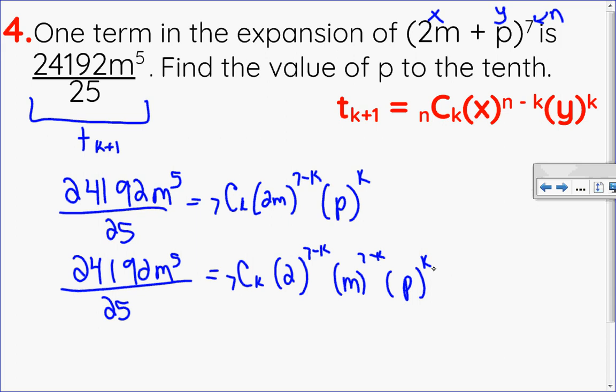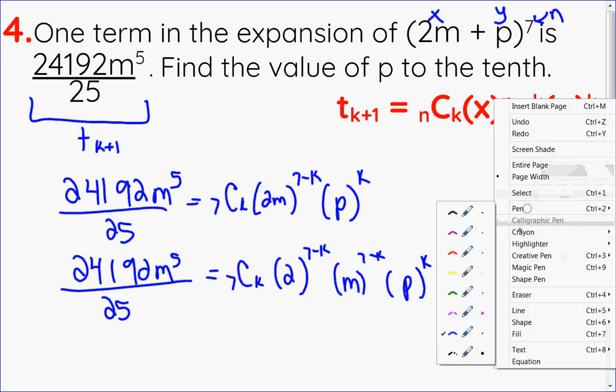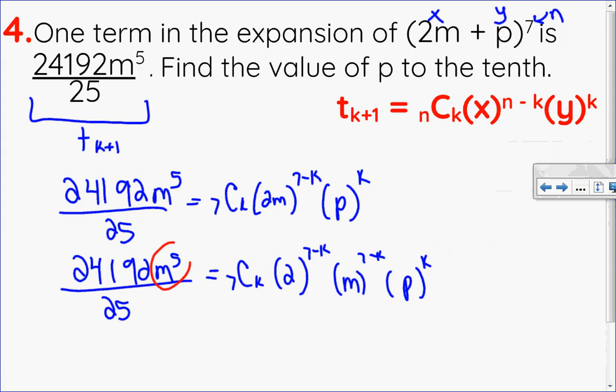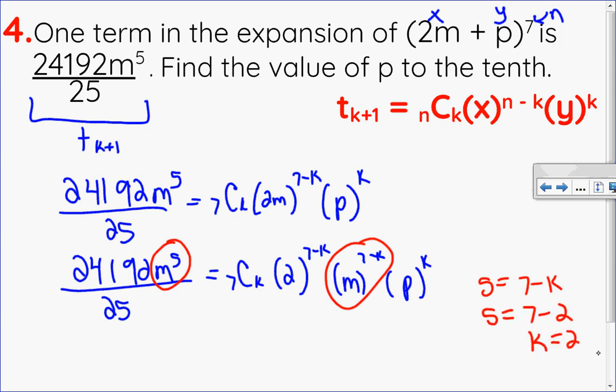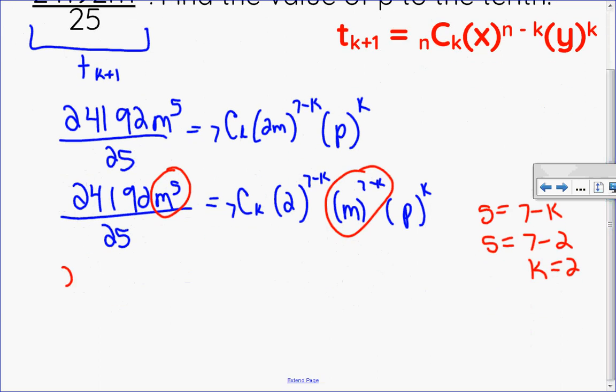Now p is a number, that's why it's asking for a value. What I'm going to focus on here is my m value. See how I have m to the 5 and m to the 7 minus k? Well, I know that 5 and 7 minus k, the exponents have to be equal if it's an equation. So I know that 7 minus 2 is 5, so now I know my k value is 2. So I'm going to plug in my k value now.